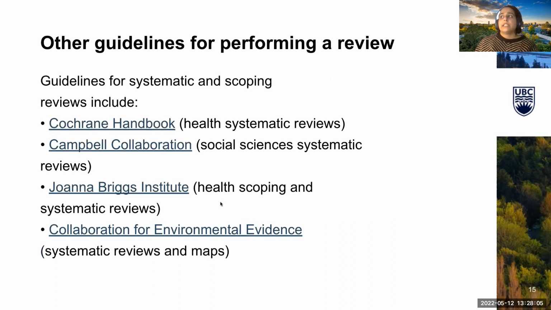There are also other guidelines for performing a review, in addition to PRISMA. There's, of course, the Cochrane Handbook again. There's also the Campbell Collaboration. Cochrane is really good for health systematic reviews, and then the Campbell Collaboration is really good for systematic reviews in the social sciences. There's also the Joanna Briggs Institute, which is generally for health scoping and systematic reviews. And there's also the Collaboration for Environmental Evidence.